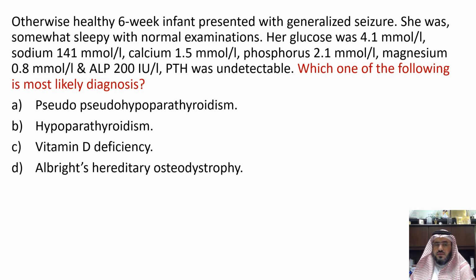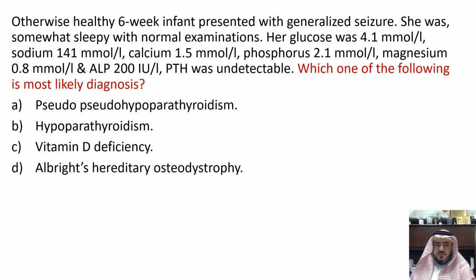B, hypoparathyroidism. But why not A? Pseudohypoparathyroidism. As you remember from my previous slides, it is one of the subtypes of pseudohypoparathyroidism where the parathyroid hormone is high. The same thing in D, Albright hereditary osteodystrophy: we have low calcium but high parathyroid hormone.